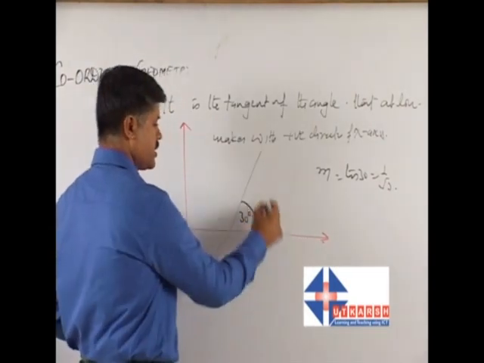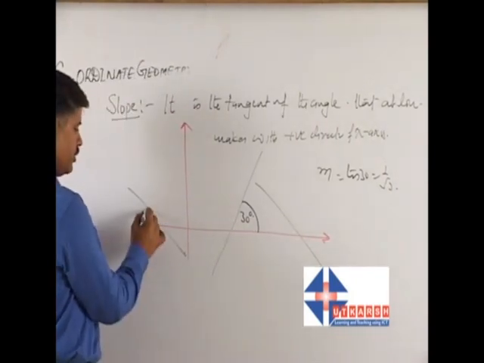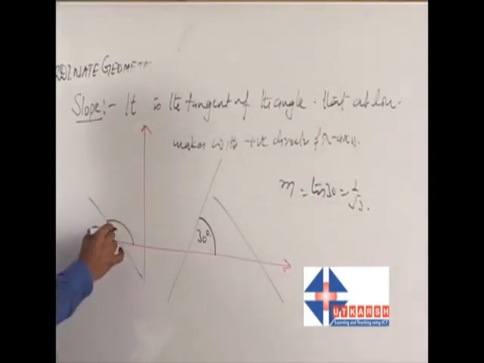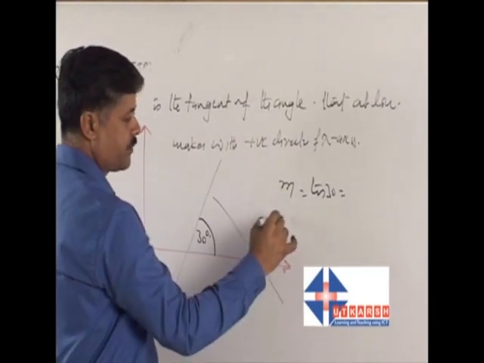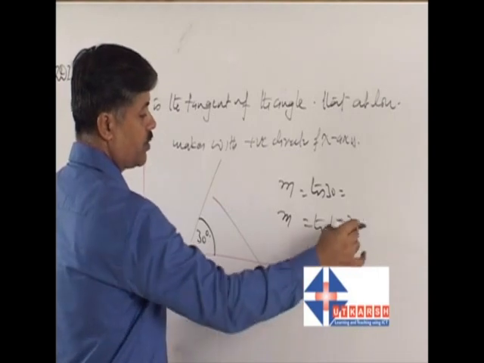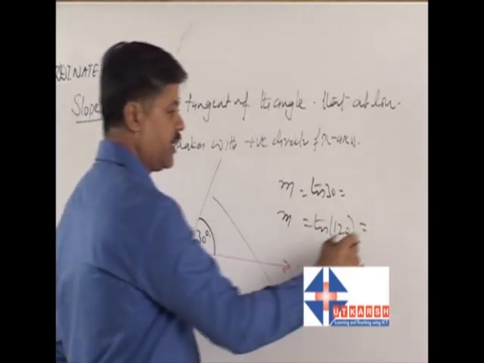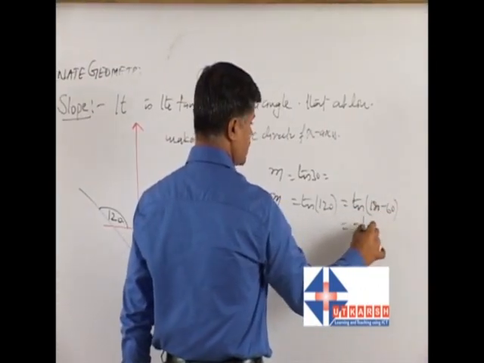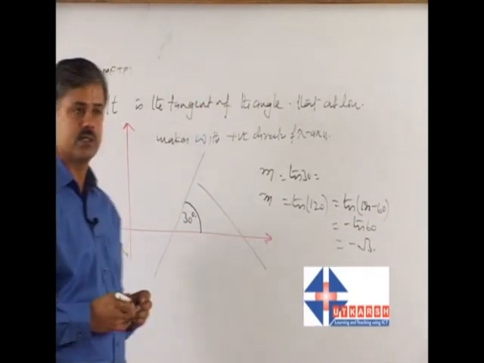Had the line been like this somewhere, the angle will be taken this one. Don't take this angle. If this angle comes out to be, say, 120 degrees, then slope m is equal to tan of 120. 120 is called the inclination. Tan of 180 minus 60, you know, is minus tan 60, which means minus root 3. Minus root 3 is the slope.